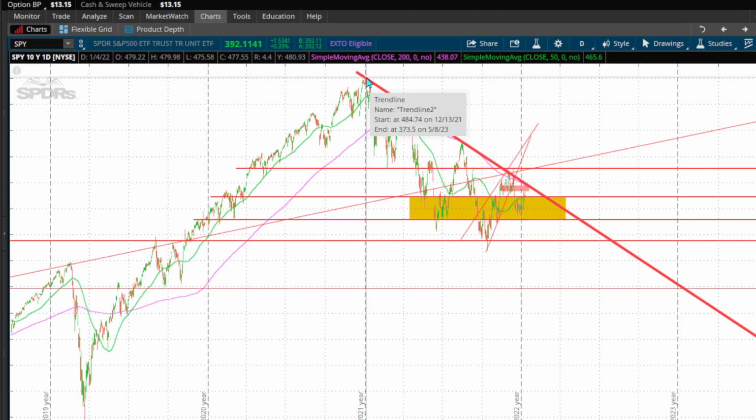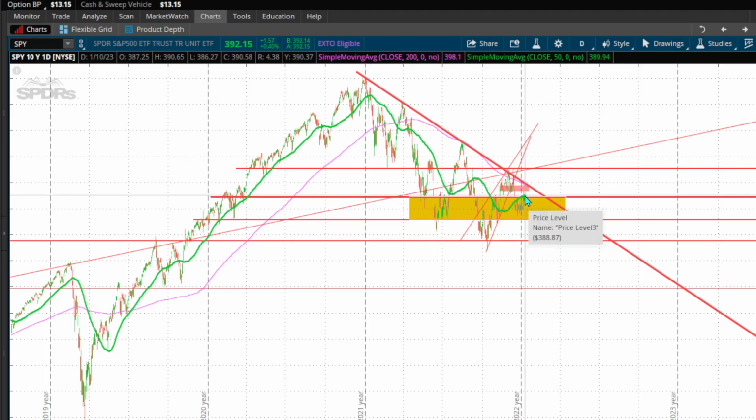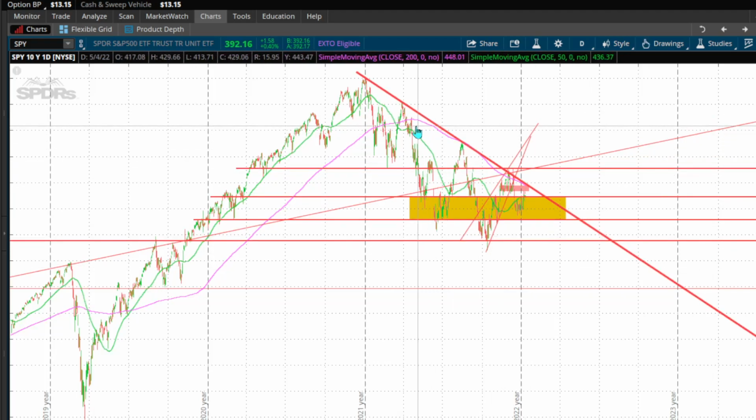Now let's talk about these moving averages. This first green line is the 50-day moving average. You can see right now we're currently above that. The 50-day moving average is right here at 390. Now this pink line is the 200-day moving average, and this 200-day moving average is right at 397.80. Right now, price action is right around 392. It essentially means that we are wedged between the 50-day moving average and the 200-day moving average.